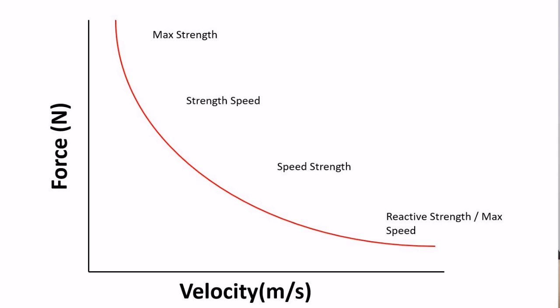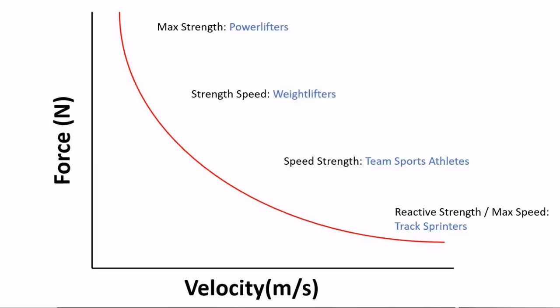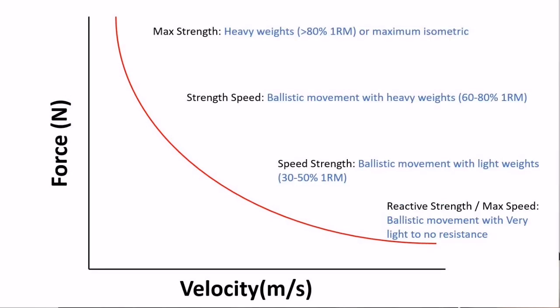Here are some examples of athletes who need the different strength qualities predominantly. Notice I use the word predominantly. This is because we all need these different qualities to function. It's just a matter of which one is the most important for a specific activity. Here we have some typical practice on how we can work on these different qualities.